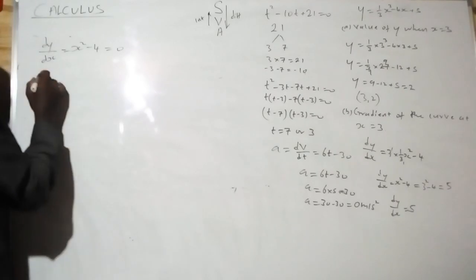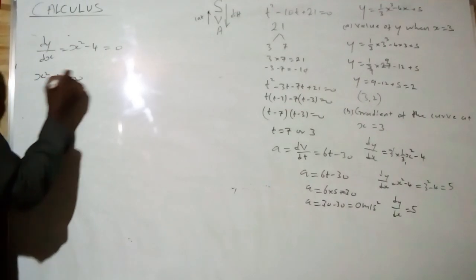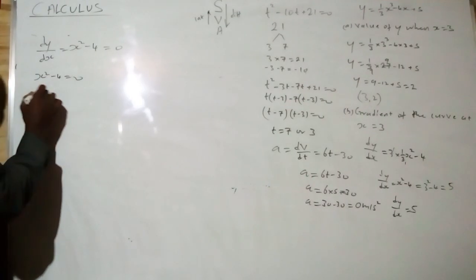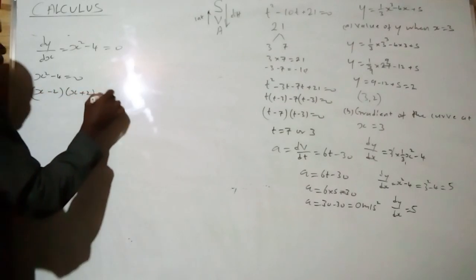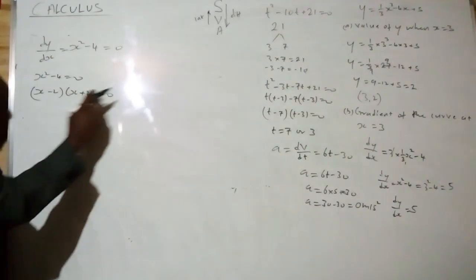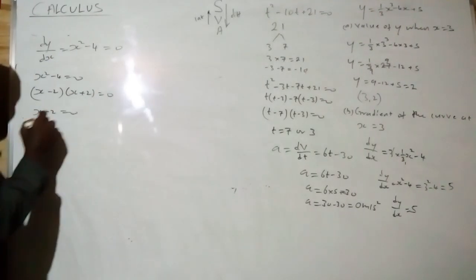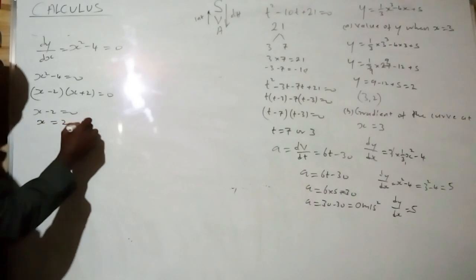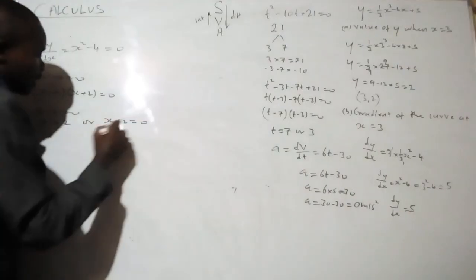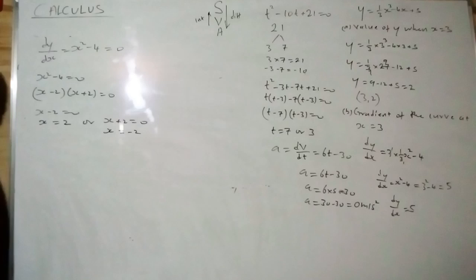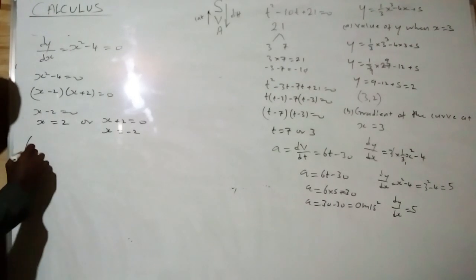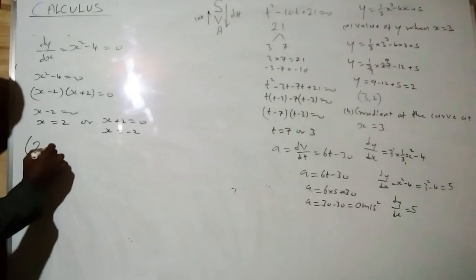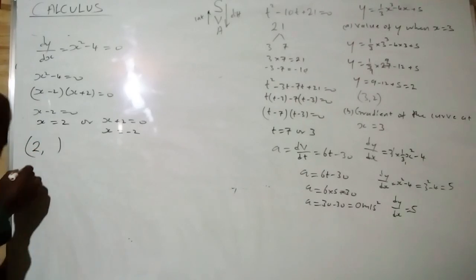x squared minus 4 is equal to 0. x squared minus 4 is the same as x minus 2 times x plus 2, equal to 0. Each bracket you equate with 0: x minus 2 is 0, so x is 2, or x plus 2 is 0, so x is equal to negative 2. We have two x values, and then we are going to get the value of y for each.